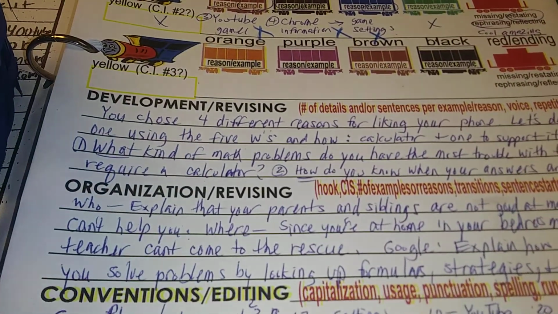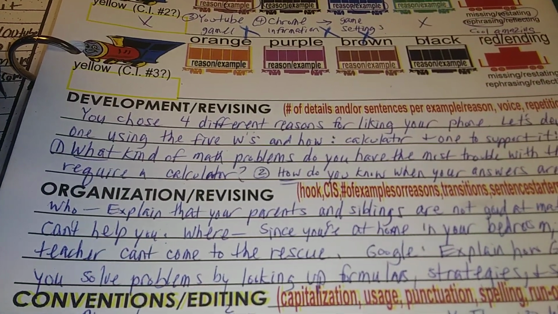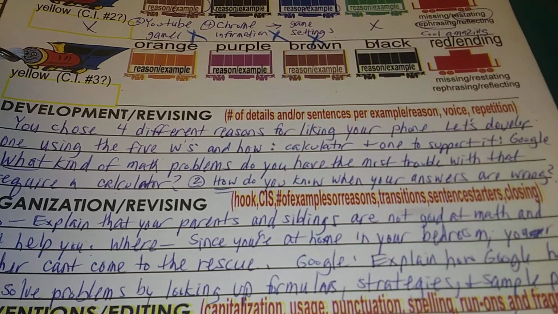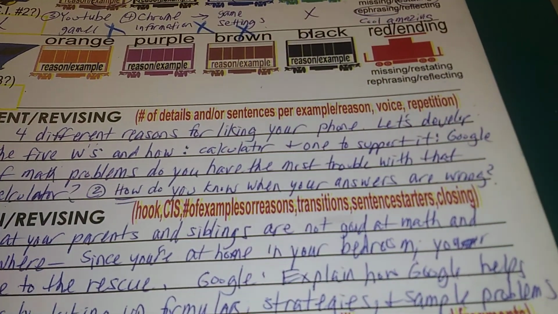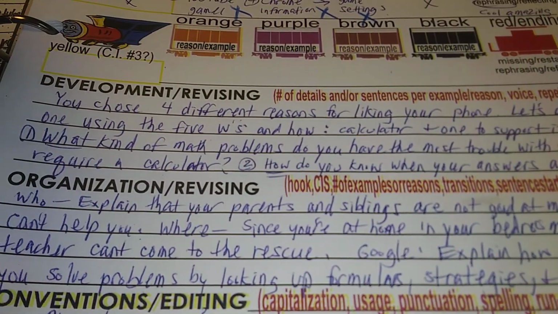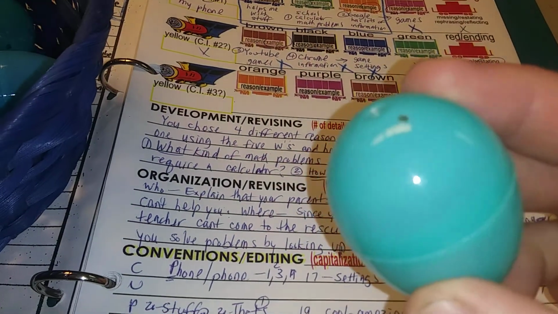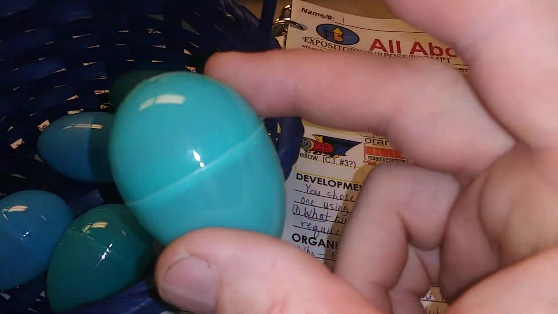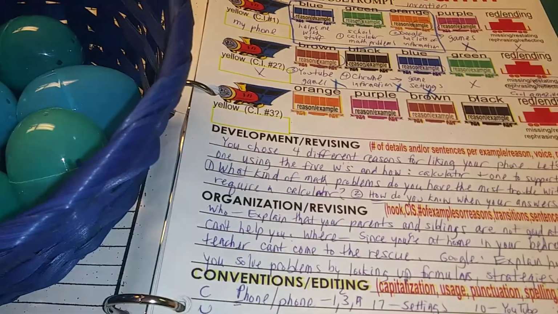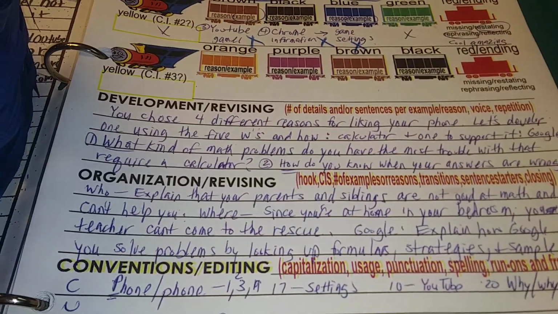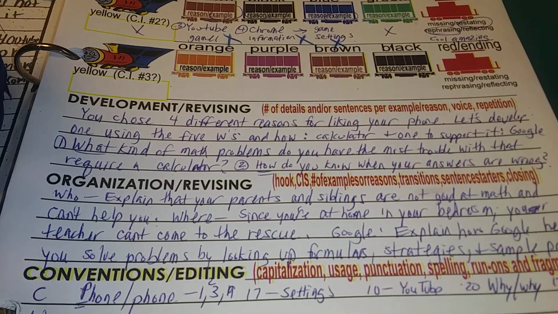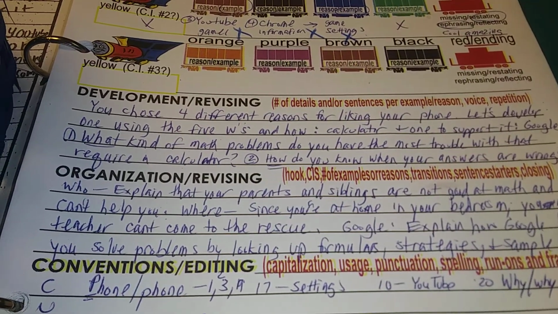Number 3, I went ahead and continued in the organization section. Who? Explain that your parents and siblings are not good at math and can't help you. Okay. And what I also mentioned, that if they do that, he said, well, my teacher tries to help, but they can't be with every student in every single home, so that makes it hard.